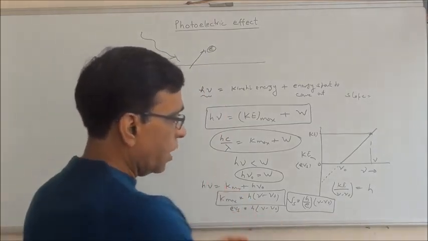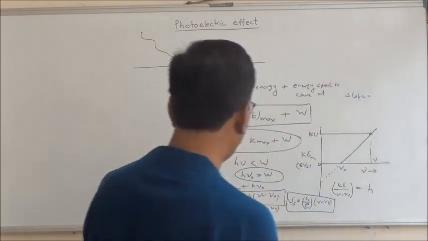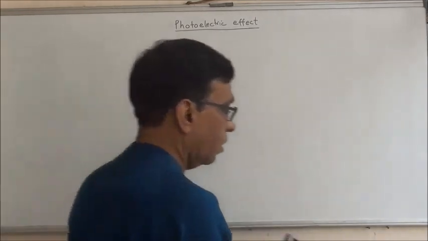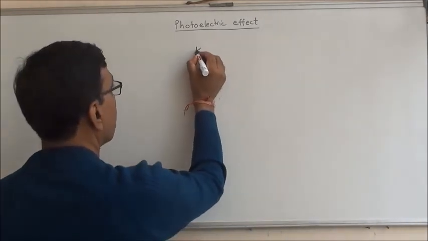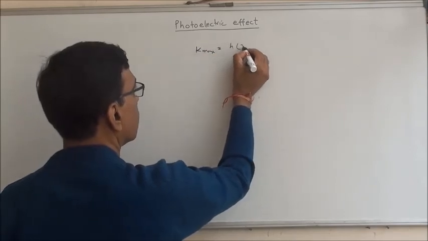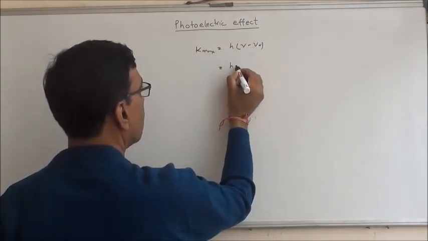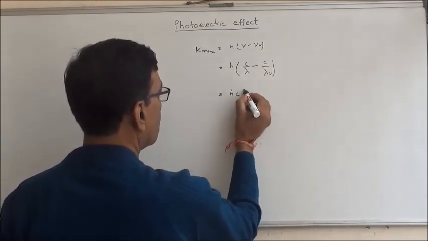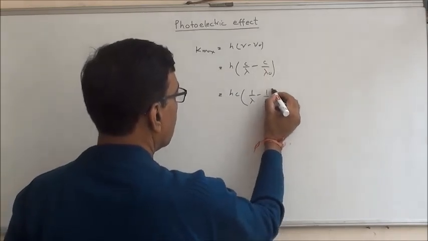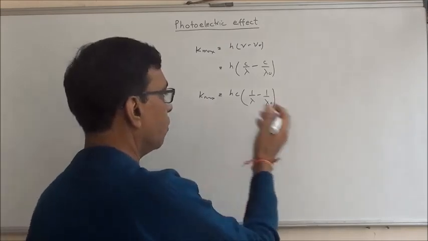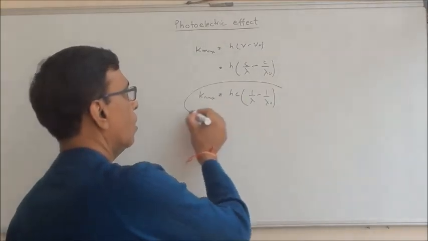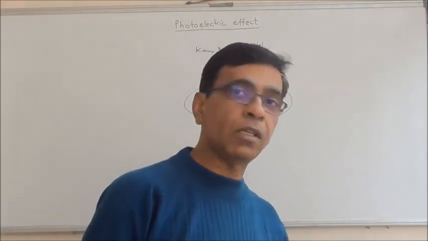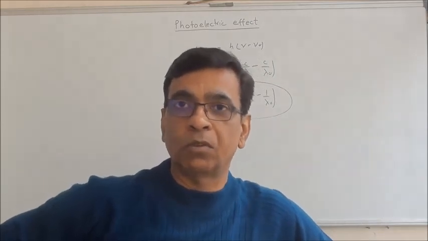So this expression can also be written in terms of threshold wavelength. Nothing new in that expression actually. We have already covered everything now. K max is h times nu minus nu naught. It can be written in terms of threshold wavelength, so c can be taken common. Different variants of the same expression actually, in terms of lambda, in terms of frequency, but you have to keep in mind the initial expression. h nu is equal to K max plus W. That's it. And W is h nu naught.